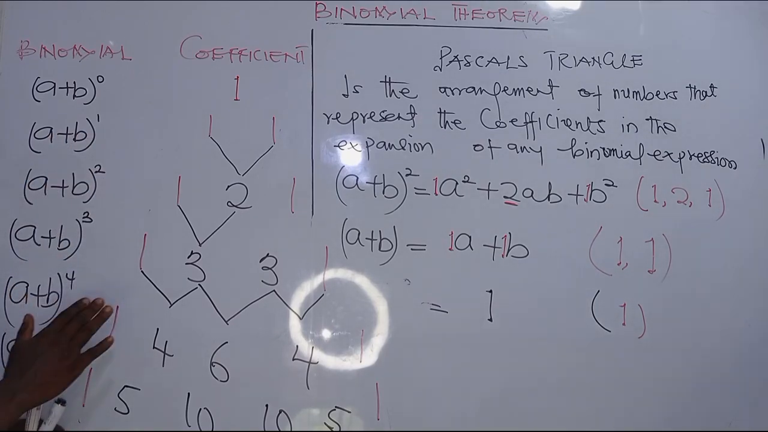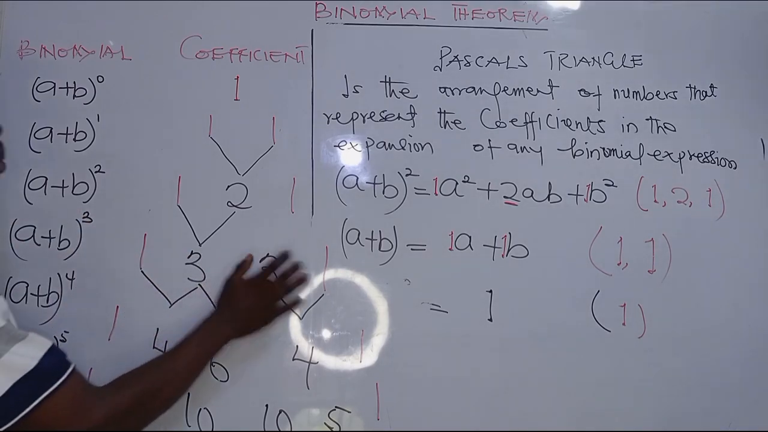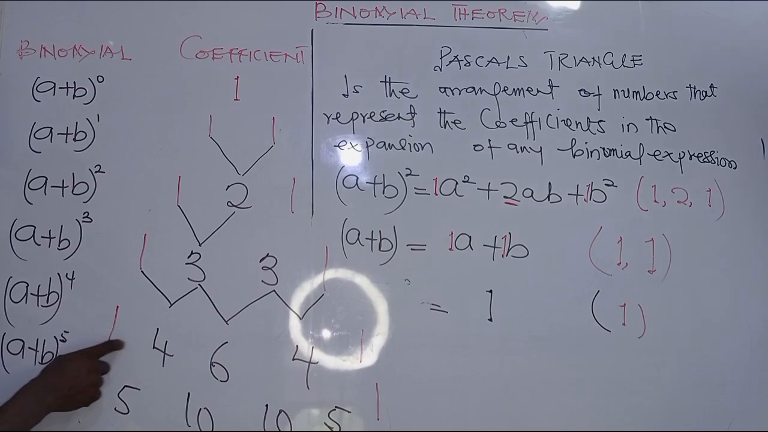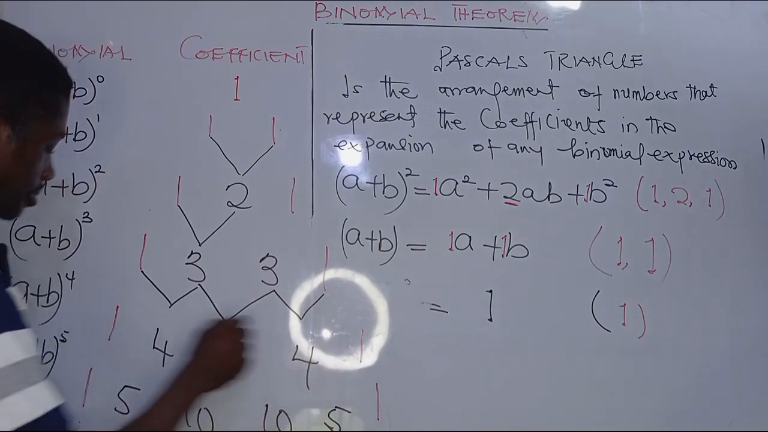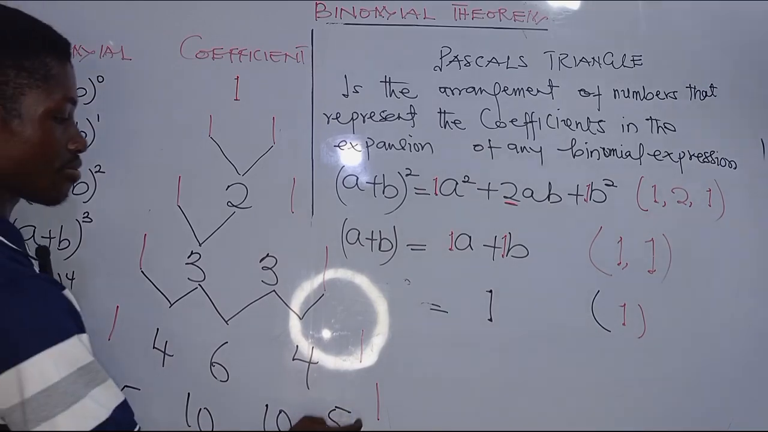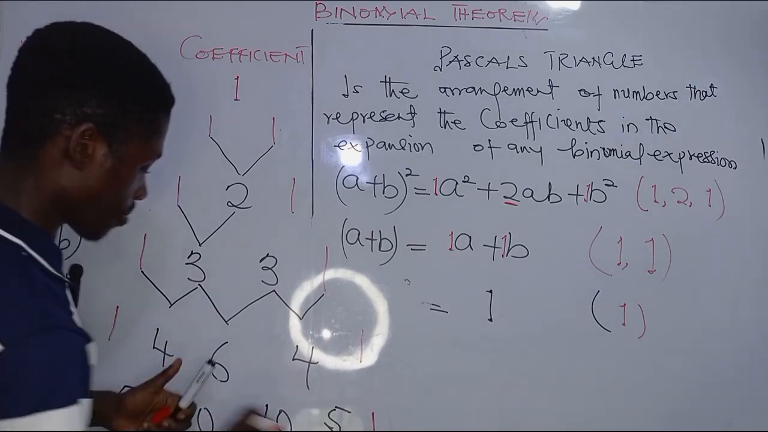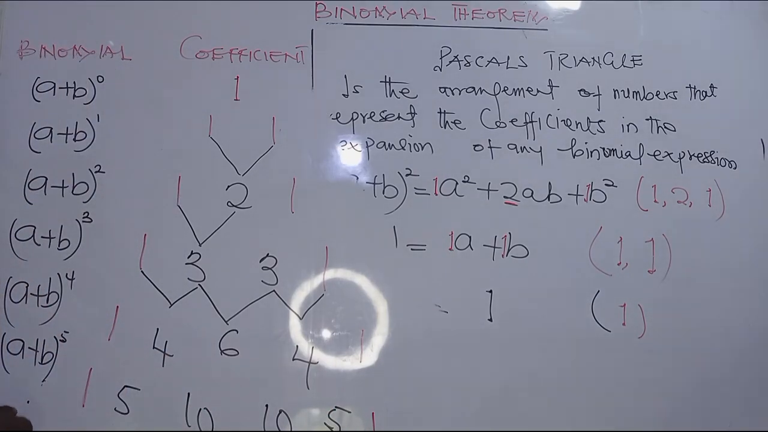So when you have a binomial expression with a power of 3, the coefficients are 1, 3, 3, 1. With a power of 4, we have 1, 4, 6, 4, 1. And then with a power of 5, we have 1, 5, 10, 10, 5, 1. Remember, this is not the end. We can continue to the power of 6, 7, 8, 9, 10, and so on. You can continue using the same pattern.